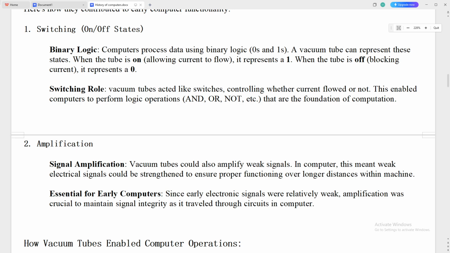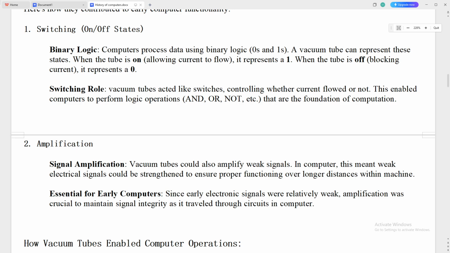Now the next thing is amplification. Signal amplification: vacuum tubes could also amplify weak signals in computers. This means weak electrical signals could be strengthened to ensure proper functioning over distance within the machine.